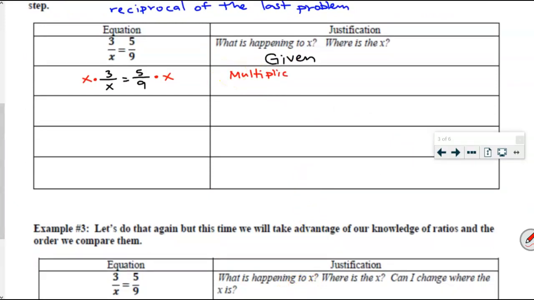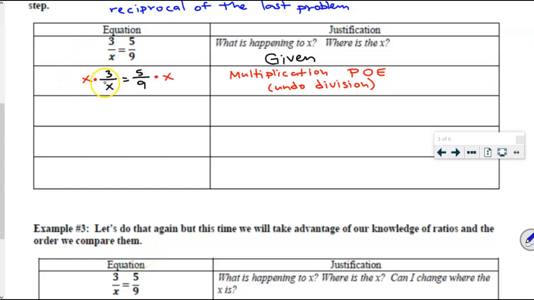Multiplication property of equality. I'm feeling lazy. I'm not going to write out property of equality, just POE. I am still writing the word multiplication, but I'm just going to write POE. Why am I doing that? Because I'm trying to undo the part where x was dividing the 3. So I'm still undoing division here.